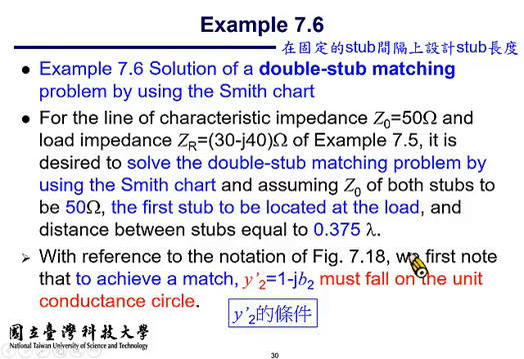In this example, we will see how to work on the Smith chart to do the so-called double stub matching design. Again, we use the termination in the previous example, that is ZR equals 30 minus 40j on a 50 ohm characteristic transmission line. And to solve the double stub matching problem, here are some presumptions.